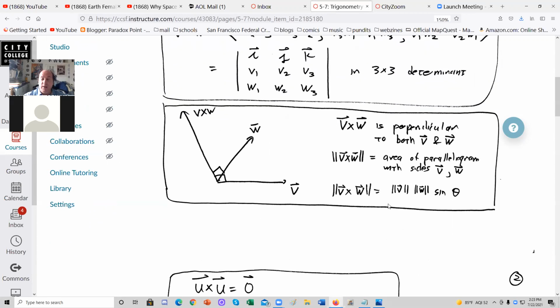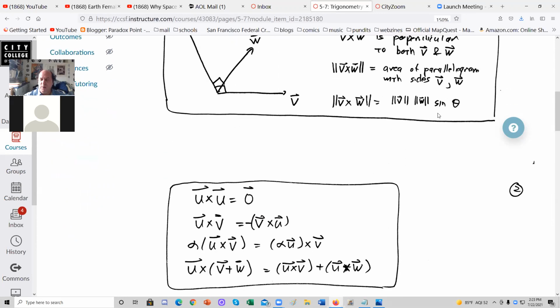If, for example, u cross u, well, the angle between a vector and itself, the parallelogram spanned by a vector and itself, is 0. Or another way to put it, the sine of the angle would be sine of 0. And so the length of u cross u would be 0. So u cross u is 0.